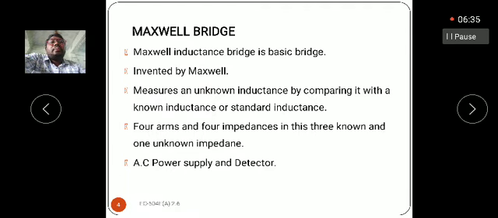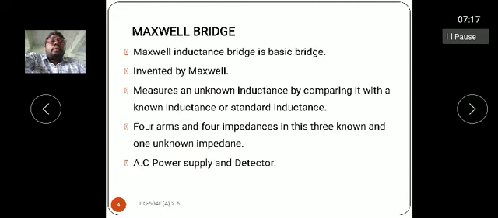In this bridge circuit we have four arms. Three arms have known parameters or known quantities, and the remaining one is the unknown quantity. If the bridge circuit is balanced, then automatically we have a ratio relation, and we find the unknown quantity or parameter. In the Maxwell's bridge, it measures the unknown inductance by comparing it with a known inductance or the standard inductance.